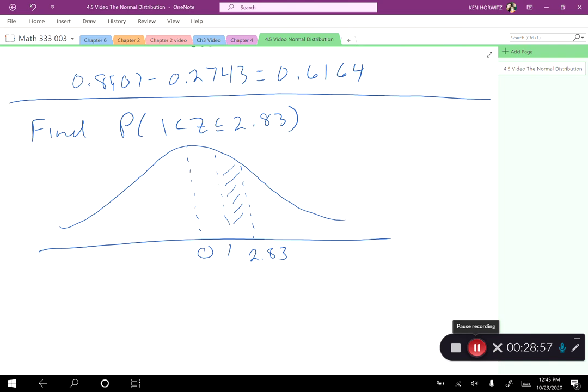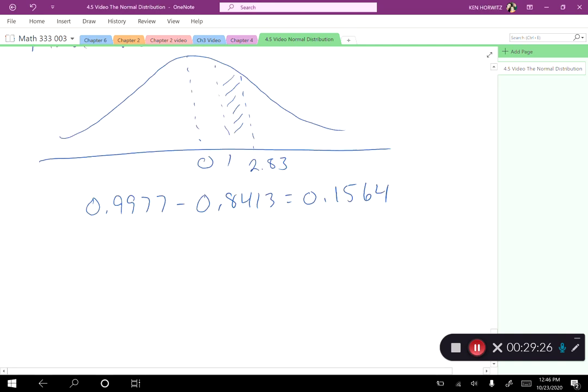So if I looked up 2.83, I got 0.9977. I'm going to subtract that from my area of 1 to the left of 1. So I get 0.8413. And what's left is 0.1564. And that is my area in between those two values.